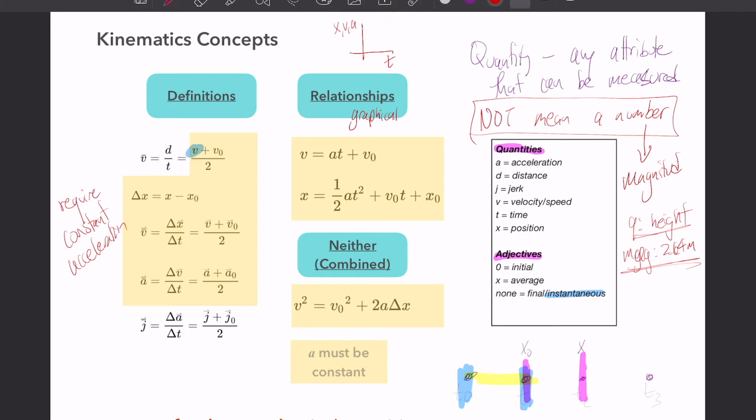And the third formula category is what I call, they're neither definitions nor are they relationships. One of the formulas that you will see quite often if you're looking for sources on the internet is a formula that looks like this. I will never use that formula because it is the combination of these two formulas. Solve for t and then put that in here and you get this. So one doesn't ever need to use this combined formula.